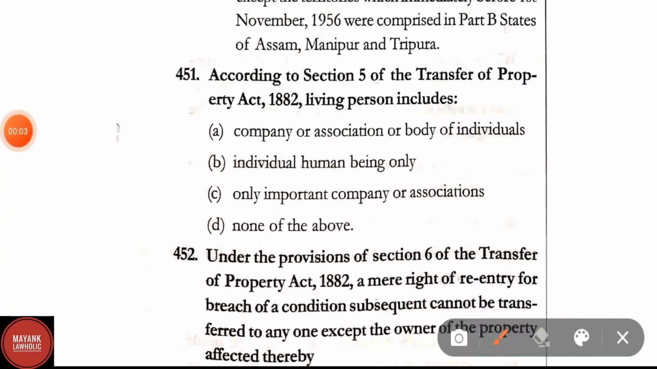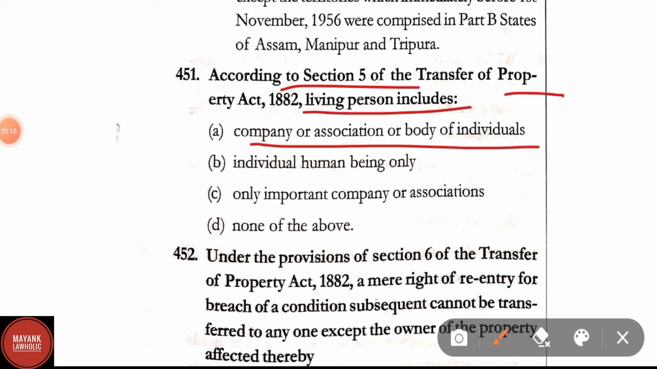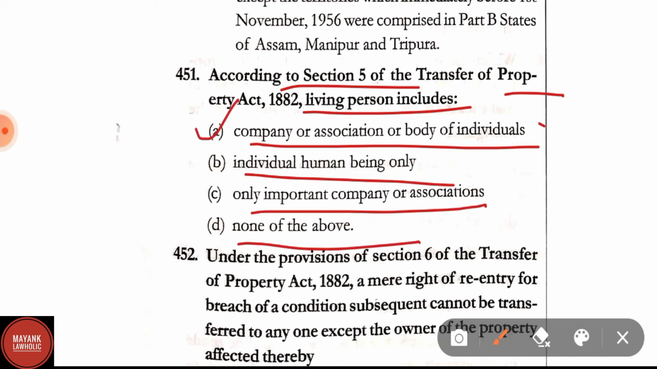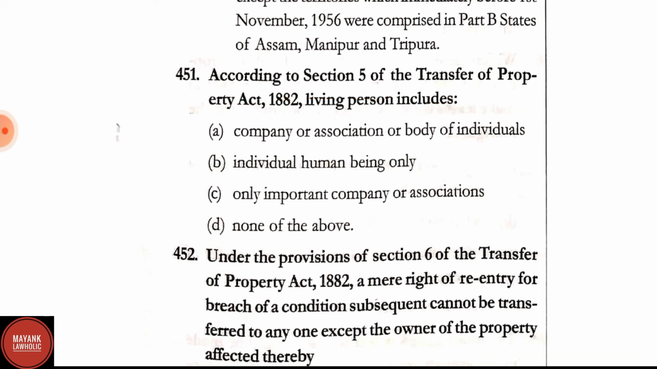Question number 451. According to Section 5 of the Transfer of Property Act 1882, living person includes option A, company or association or body of individuals, individual human beings only, company or association, none of the above. Here correct answer is option A, that is company or association or body of individuals.